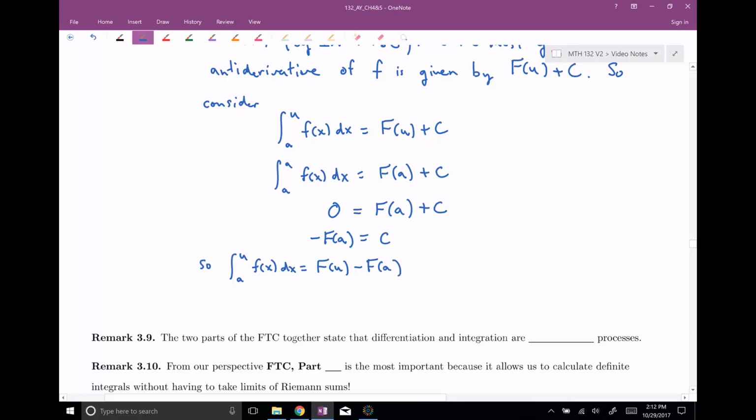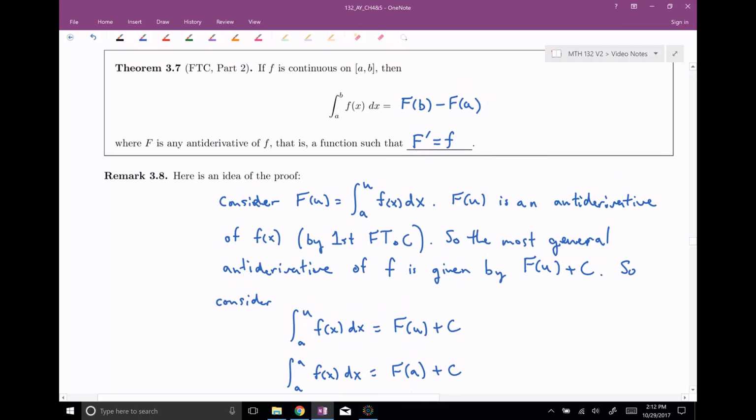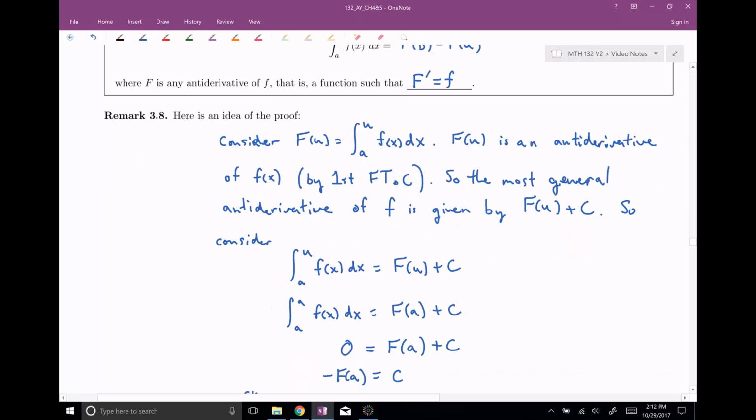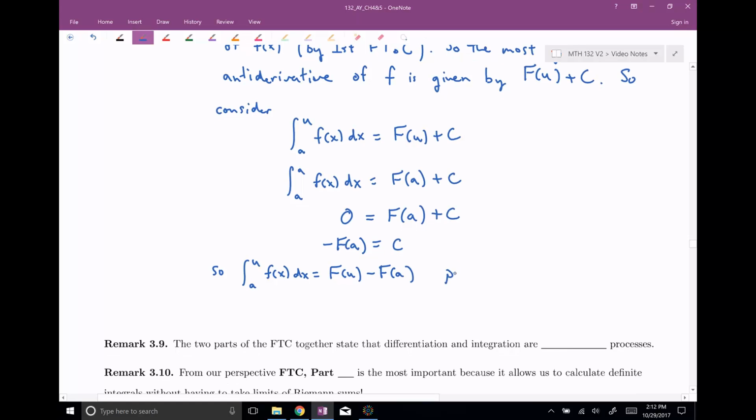And so the last thing, my goal was to get a way to express this integral from a to b. And I've been using the variable u for a while now. So let's go ahead and plug in b everywhere we see a u. So plugging in b for our variable u, we get that the integral from a to b of f of x dx is equal to F of b minus F of a. Again, plugging in b everywhere we see a u. And that is exactly what we wanted to prove. So that is the fundamental theorem of calculus part 2.